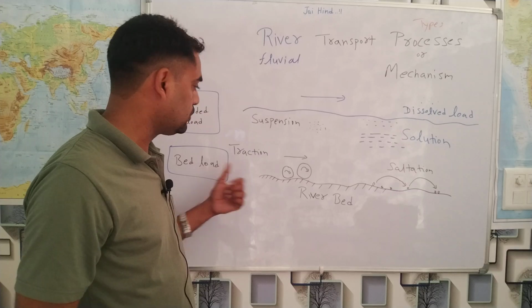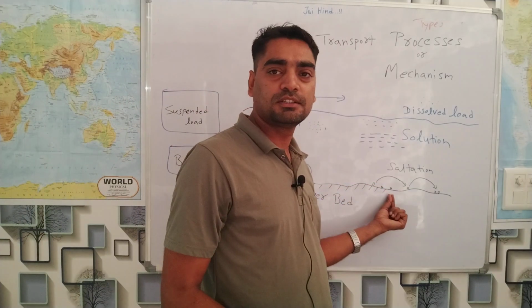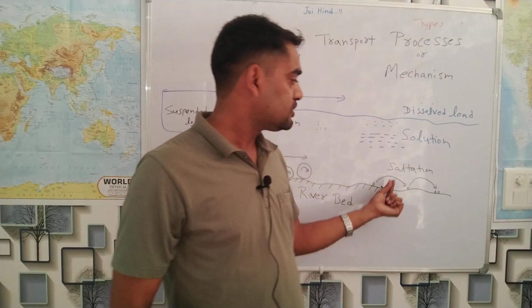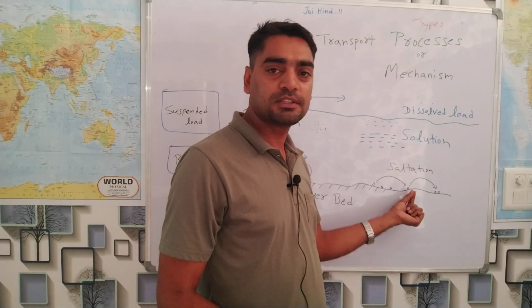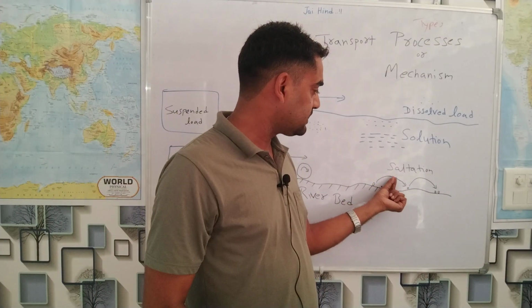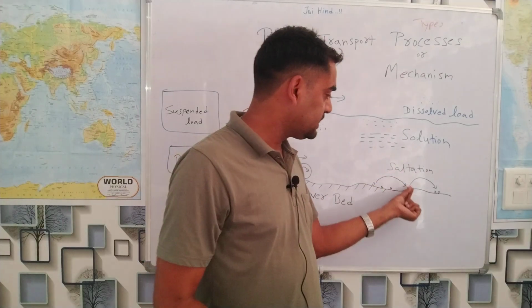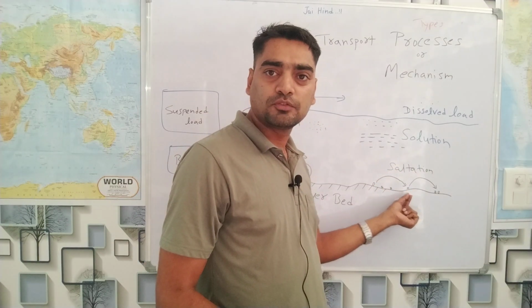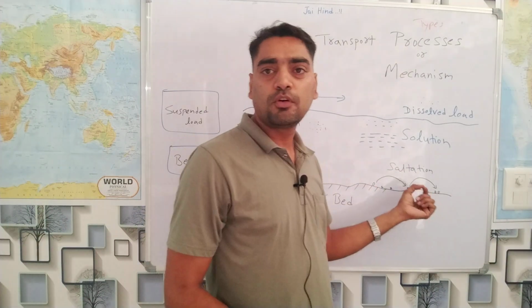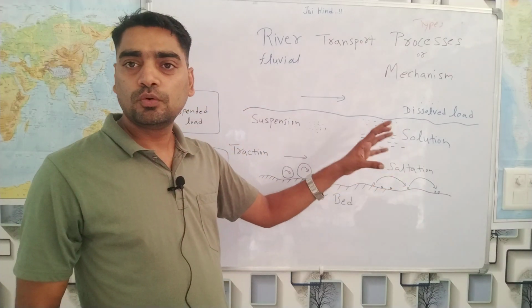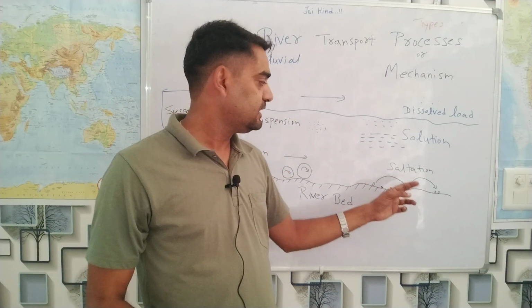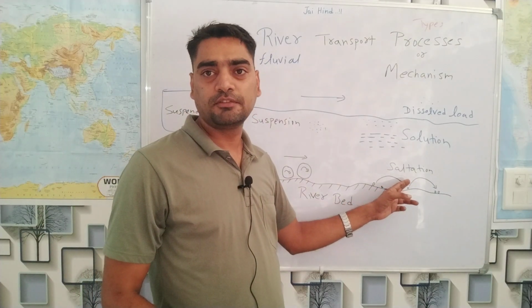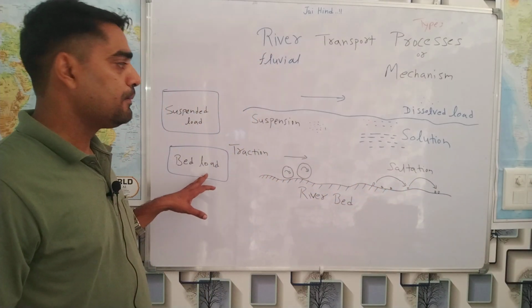But if the river load is small particles, they will get transported by saltation, like jumping from one place to another. They will be in suspension for some time, then again rest on the river bed. So, this kind of transportation is called saltation. Small particles, small pebbles, cobbles will be transported in the saltation way. So, this load is also called bed load.